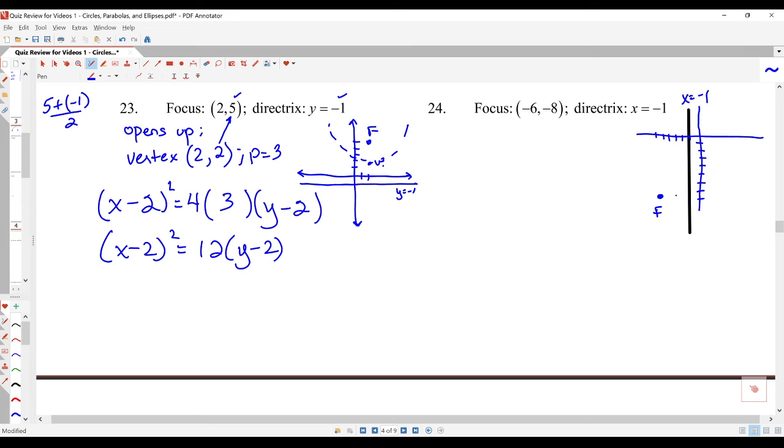So again, I know my vertex has to be somewhere in this area, halfway between the directrix and the focus. I also know that this has got to open to the left. The vertex, because it's in line with the focus, is going to have a y coordinate of -8. And halfway between -6 and -1, well, if we add them, -6 plus -1 is -7, divided by 2 gives me -7/2.